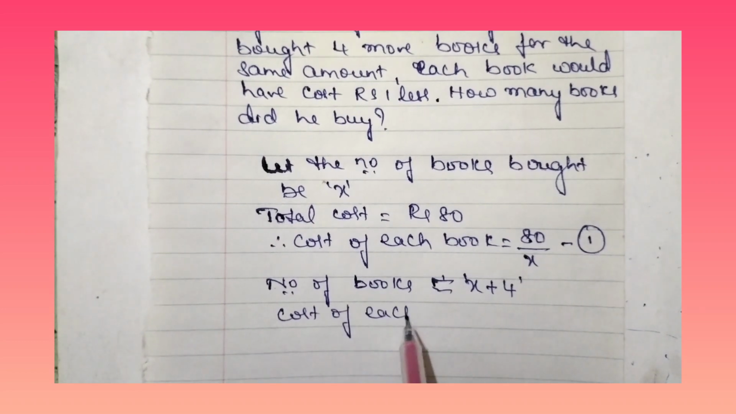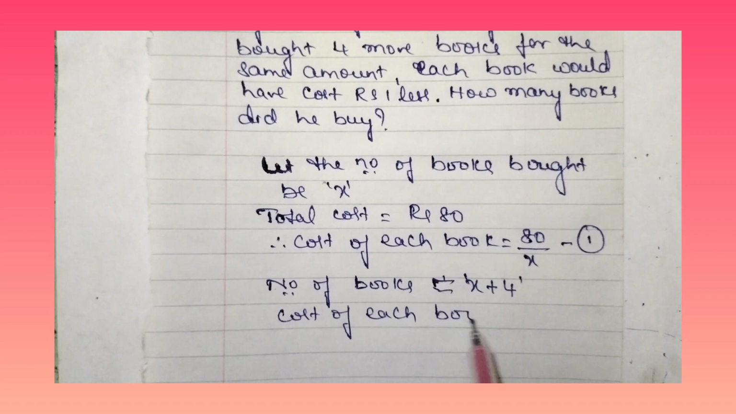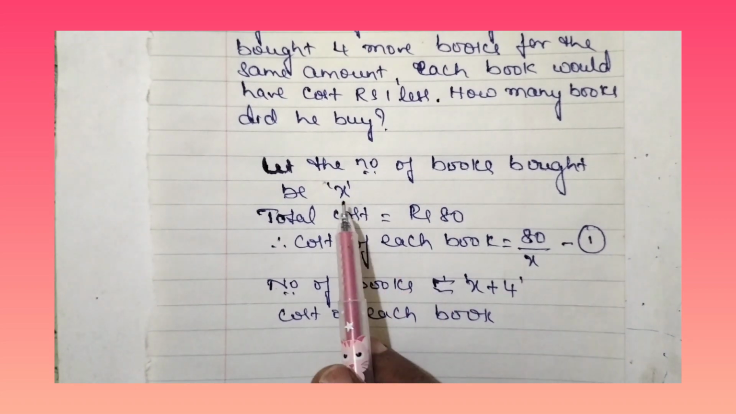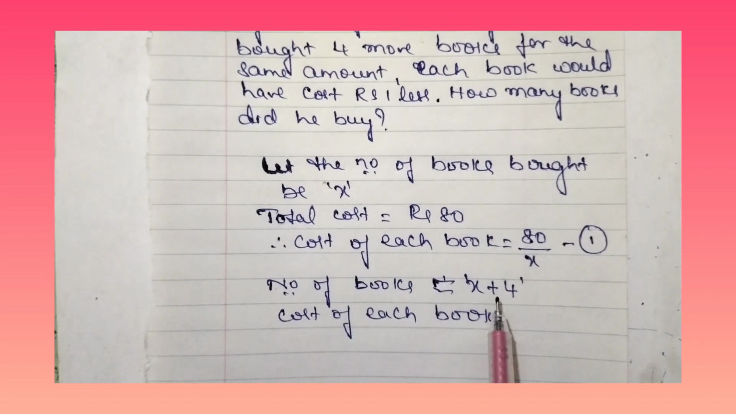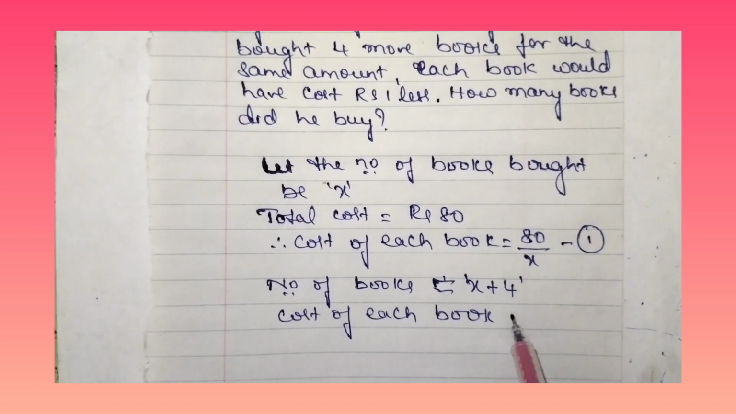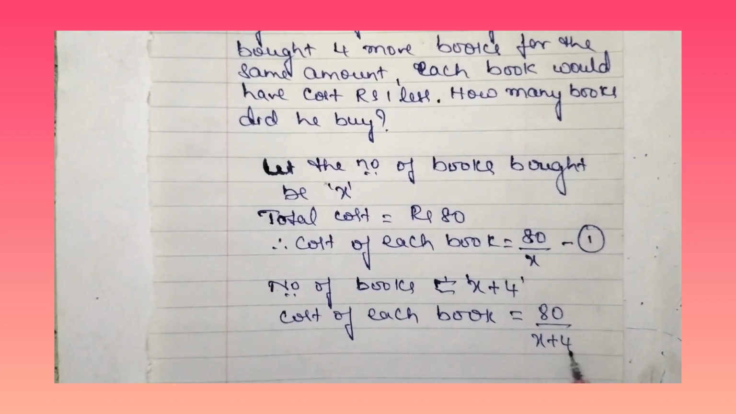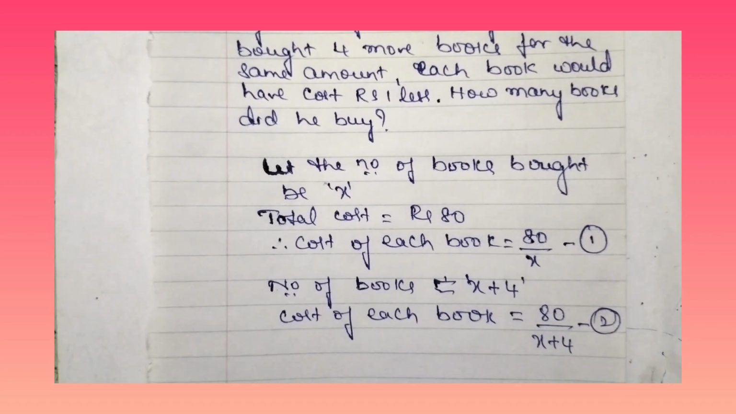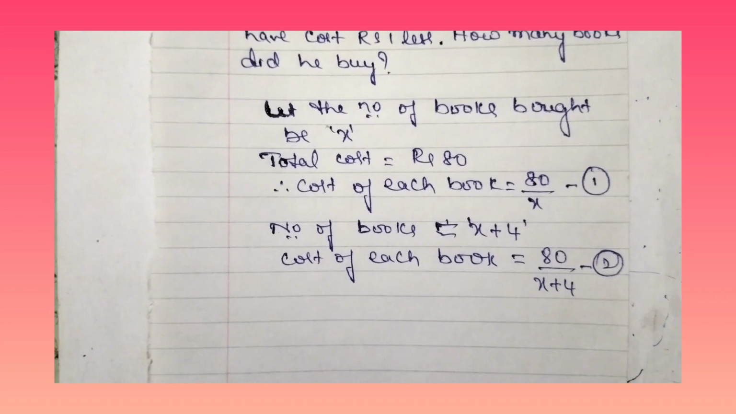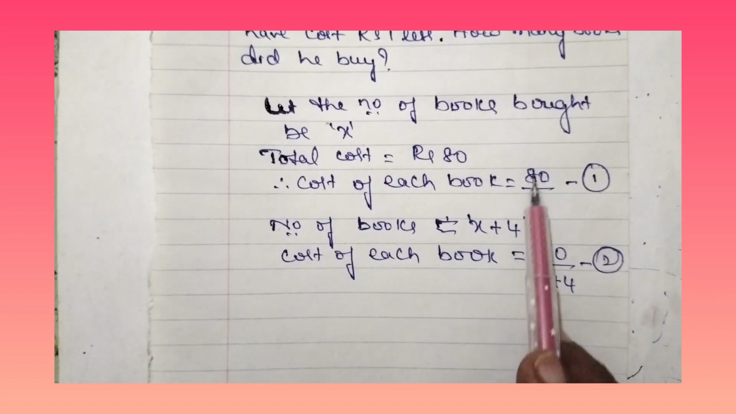So cost of each book. Instead of x number of books, if he buys 4 more books extra, that is x plus 4, then what is the cost of each book? Total expenditure is 80 divided by x plus 4. You call this as 2. So now what is the difference between these two?